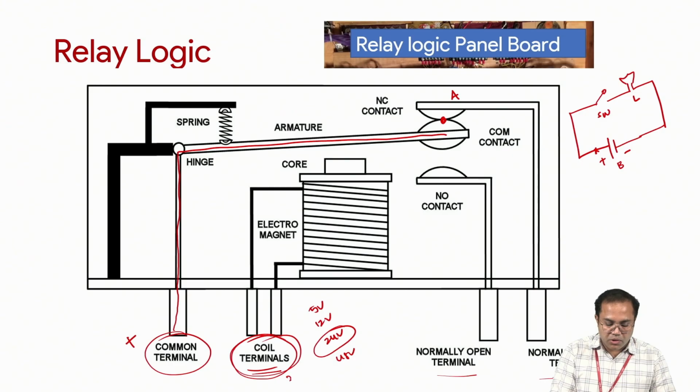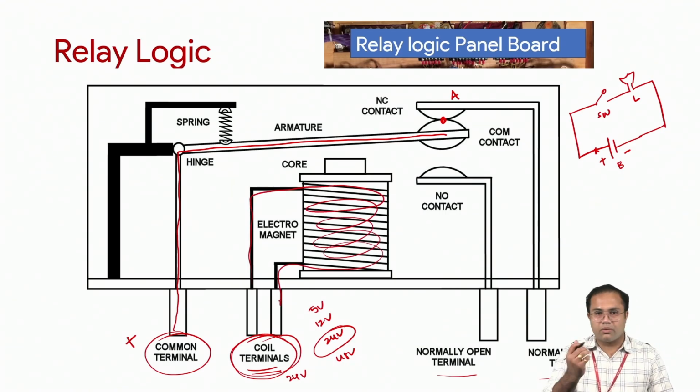So if I give 24 volts across this coil's terminals, then what happens? The current, the electricity, will pass through this coil, and this coil becomes an electromagnet. And what happens when it becomes an electromagnet? It pulls this arm, this armature.